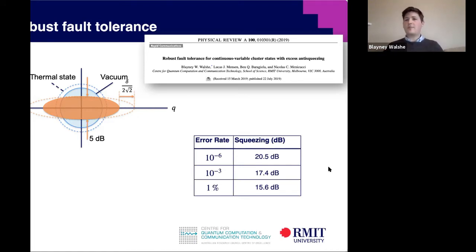But while all this was happening, experimentalists were trying to build these cluster states as well.